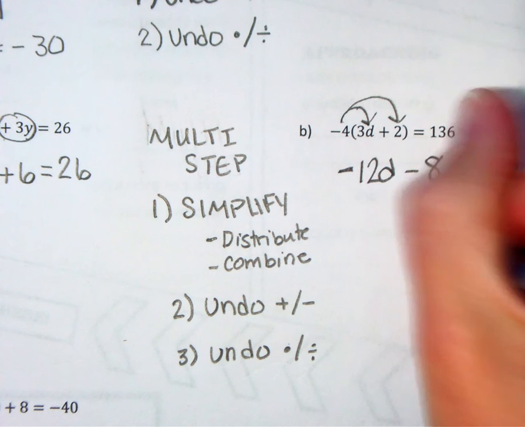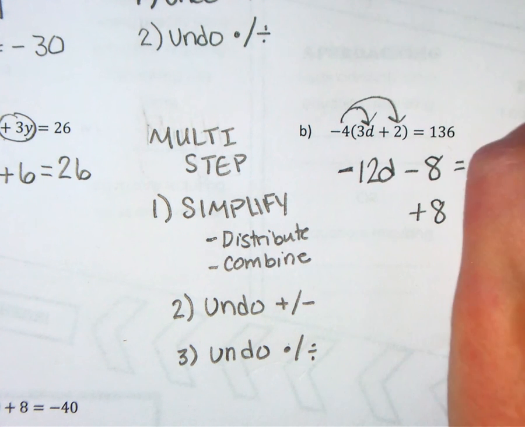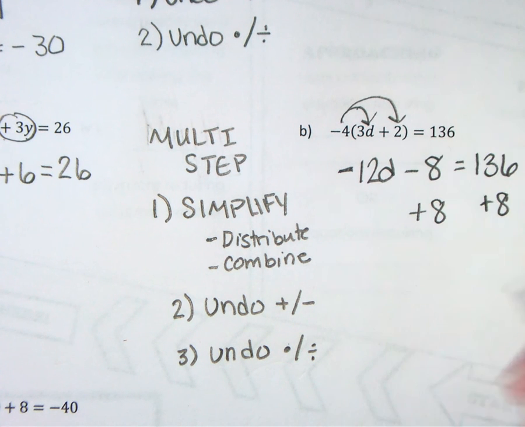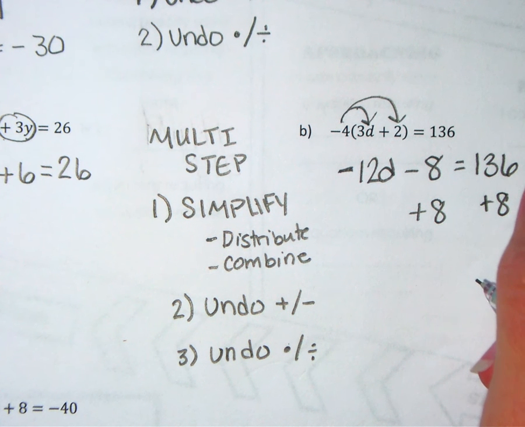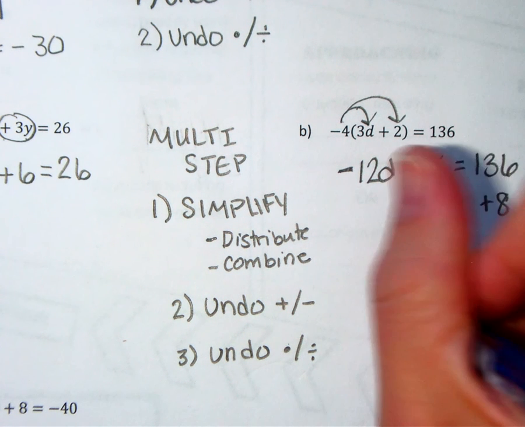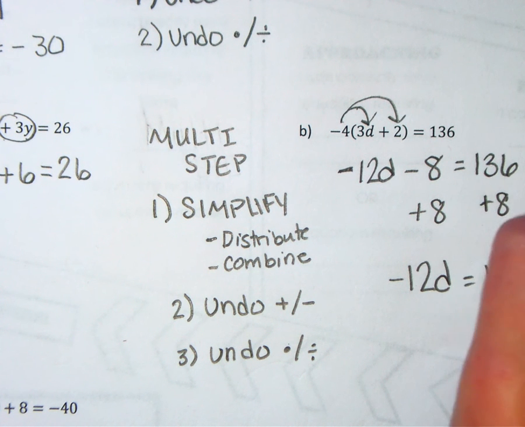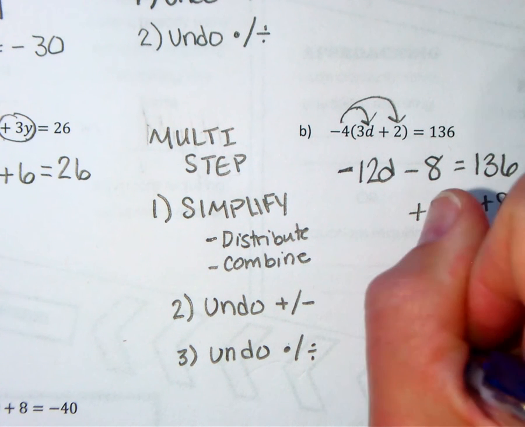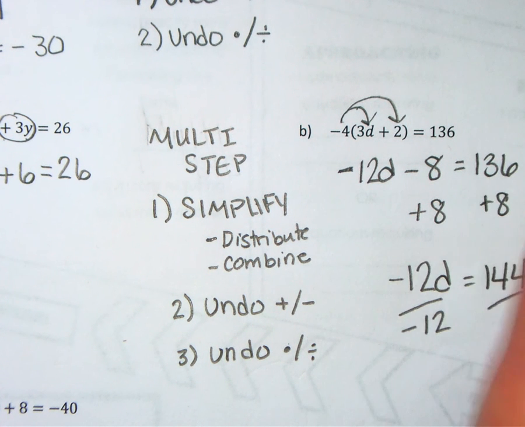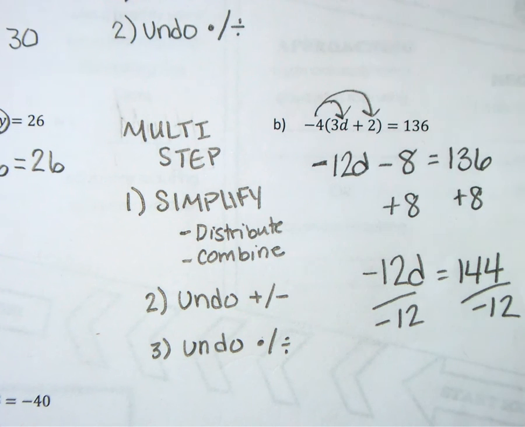Okay, so then we add 8 to both sides. That is 144, so -12D is equal to 144. Make sure you divide by a -12 on both sides. And you get -12.